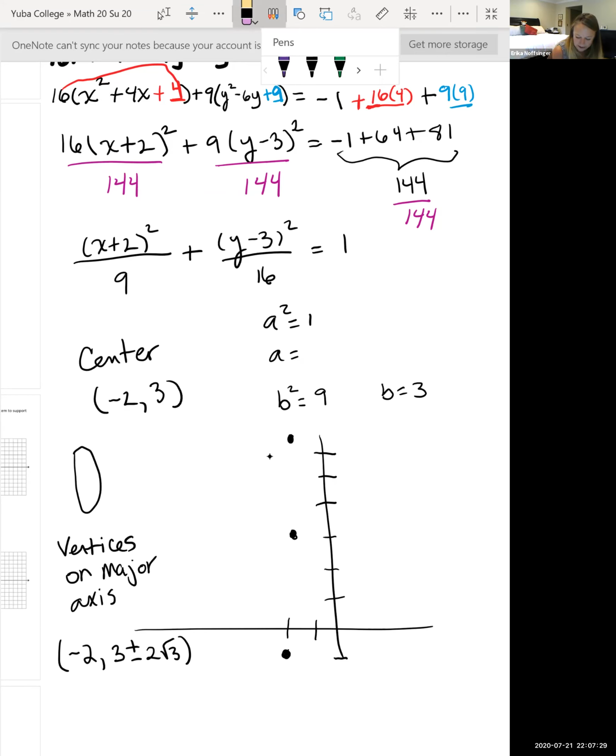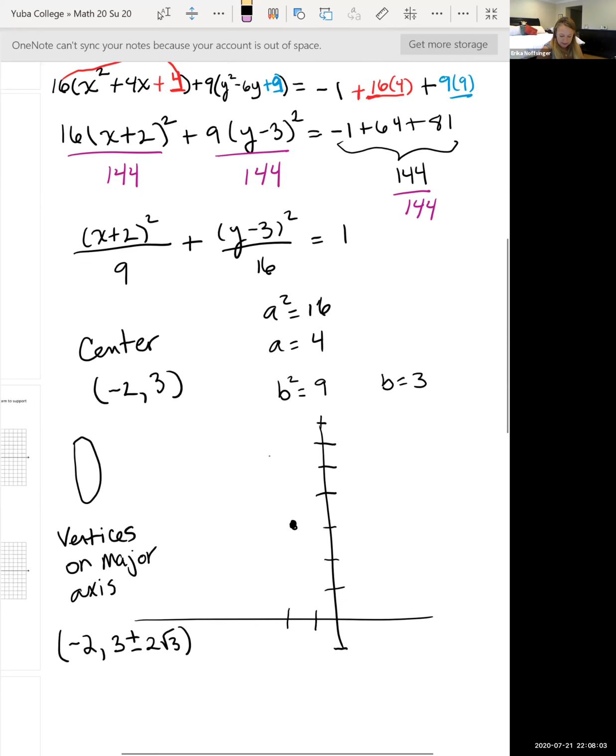Okay, so we have a squared is 16, which is 4. So a is 4. So instead we're going up and down 4 instead of 3.5. I'm just going to say that's it. And then we're going to get our minor axes, minor vertices. We're going to go left and right 3.